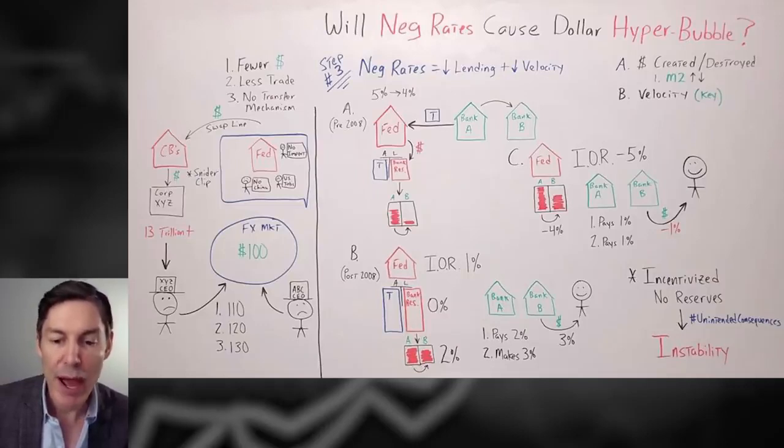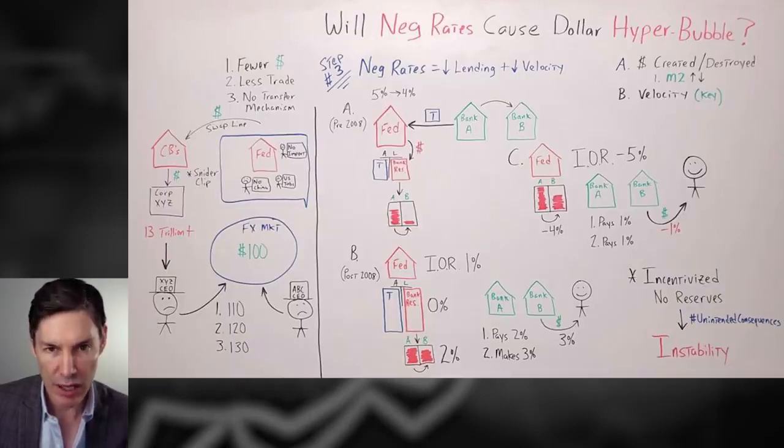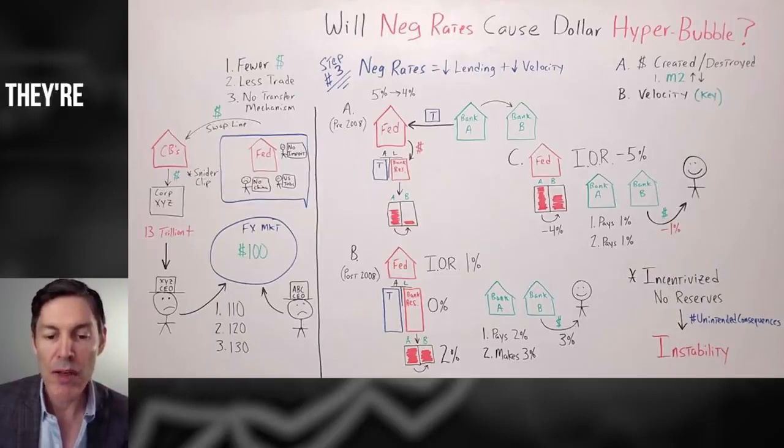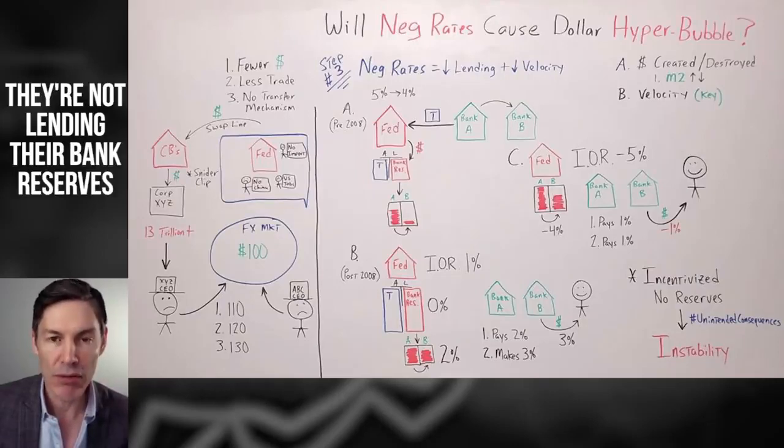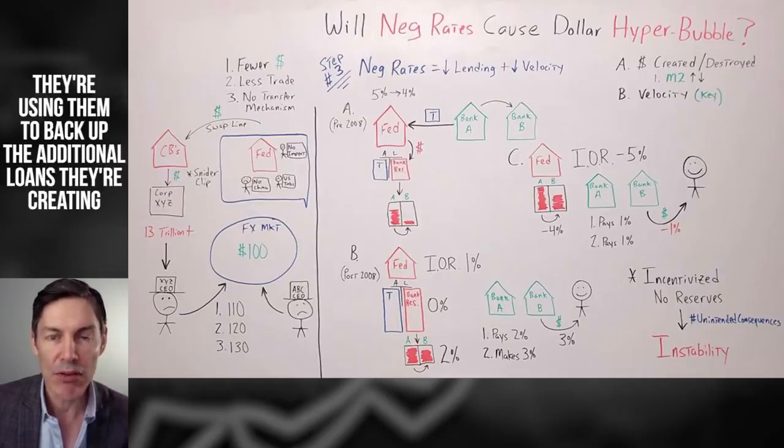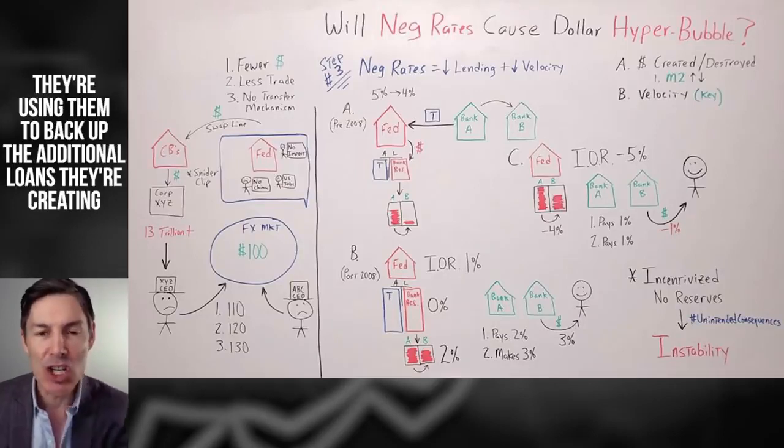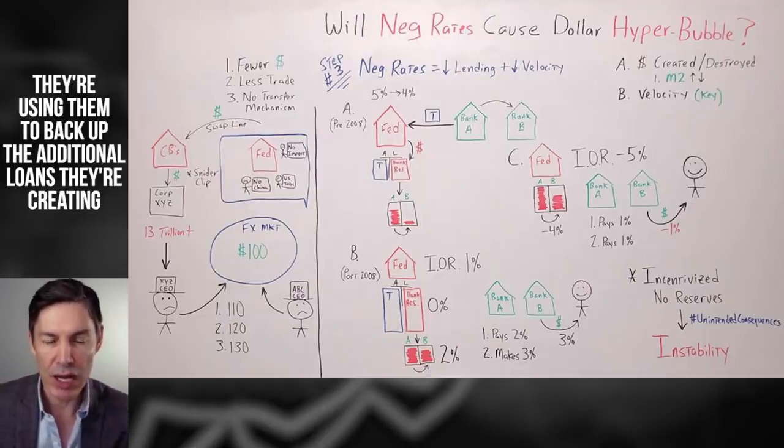So what happens with Bank B, let's say they need to make a loan, and I want to be clear, they're not lending their bank reserves. They're just using those bank reserves to backstop the loans they're creating. And that goes back to step number 1 and several videos I've done on how money is created. But remember, they're not lending their bank reserves. They're just using their bank reserves to back up the additional loans they're creating. I want to be redundant on that because it's very difficult for people to understand that concept.